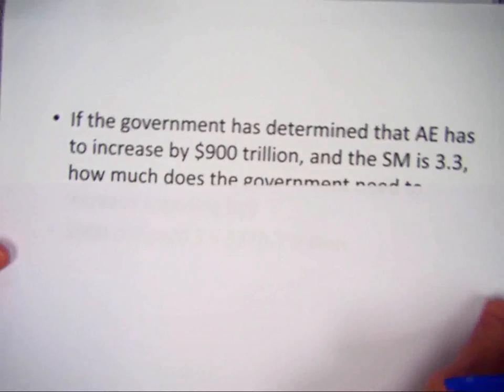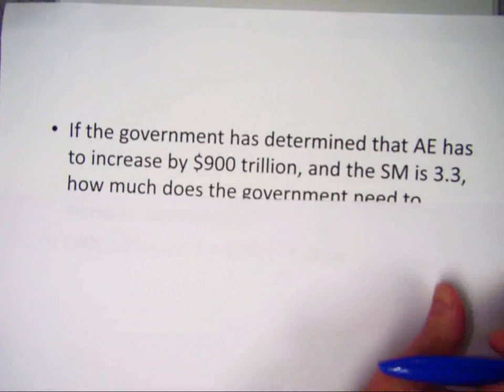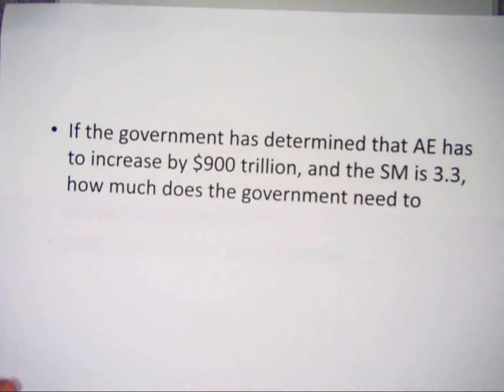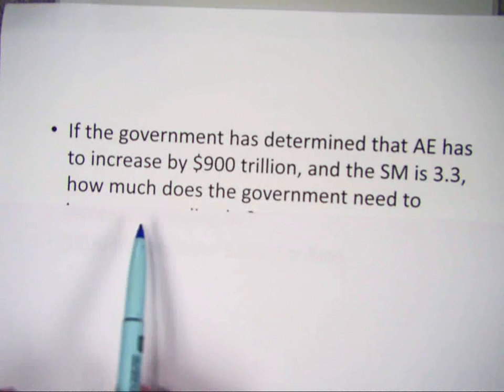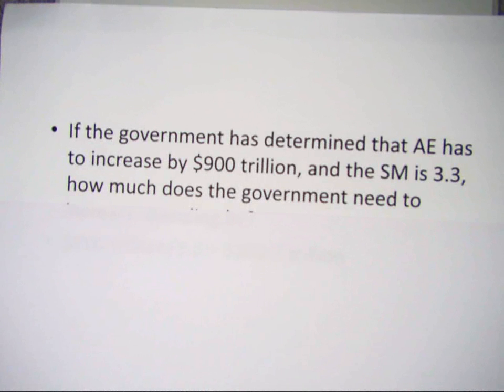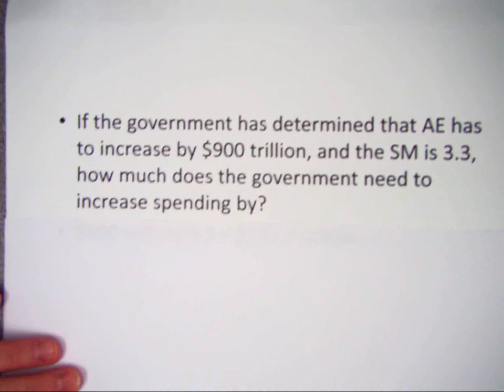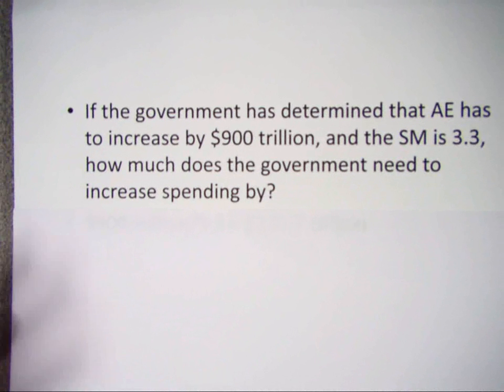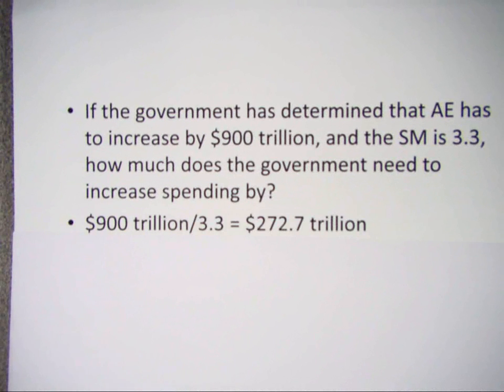We'll look at a couple other examples here. If the government has determined that aggregate expenditures needs to increase by $900 trillion, and the spending multiplier is 3.3, the question is, how much does government spending need to increase by to accommodate that, to facilitate it? So here's where we're just looking at the same equation but solving for something different.